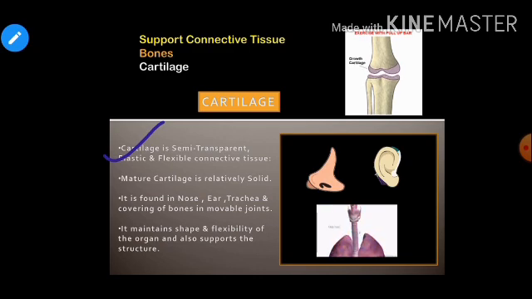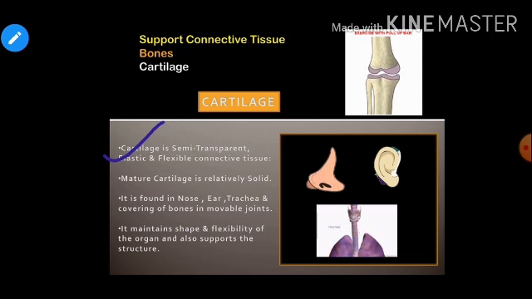Flexibility is something which is missing in the bones because of very dense extracellular matrix, but here cartilage is flexible, it is again elastic, it is semi-transparent, right? Now children, another very important characteristic of cartilage: mature cartilage is relatively solid.